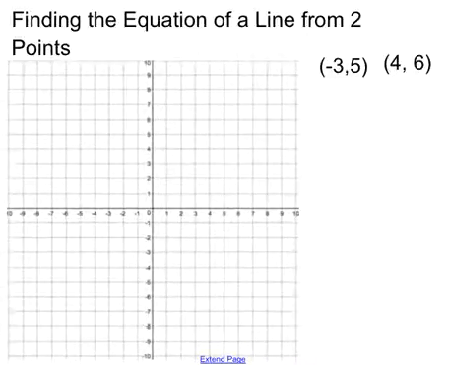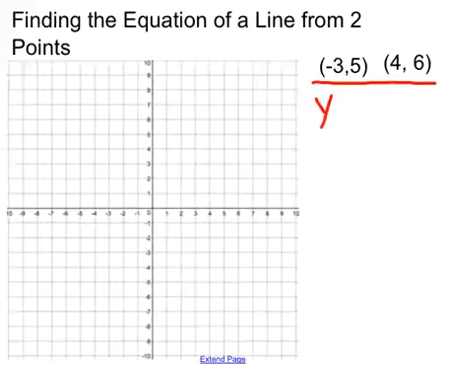Okay, so I've got these 2 points right here, and what I'm trying to find is my slope-intercept form for these 2 points after I plot them. So let's plot the points first. Let's start by doing that.